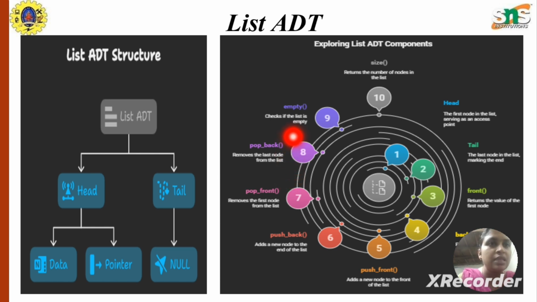The next one is empty. It is going to check if the list is empty or not. The next one, size, is going to return the number of nodes in the list. So this size method is used for returning the size of the list.